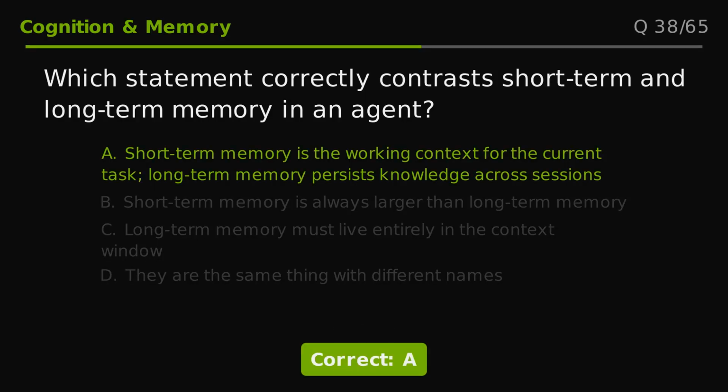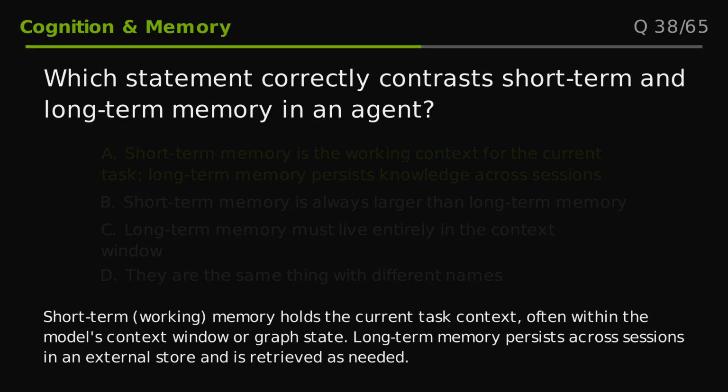The correct answer is A. Short-term working memory holds the current task context, often within the model's context window or graph state. Long-term memory persists across sessions in an external store and is retrieved as needed.